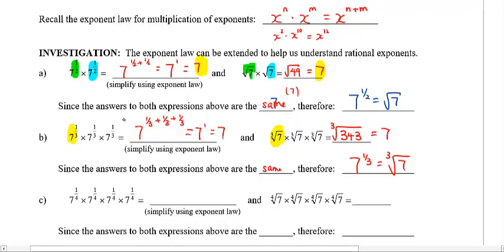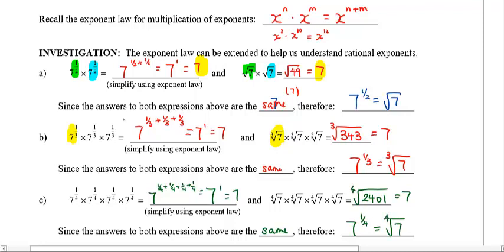So let's look at one more. 7 to the power of 1/4 times 7 to the power of 1/4 times 7 to the 1/4 times 7 to the 1/4. Well, that's the same thing as 1/4 plus 1/4 plus 1/4 plus 1/4. That's 4 quarters, or 1. And the fourth root, well, that's root of 7 times 7 times 7 times 7. That's 2,401. And if you use your calculator, guess what this is going to be equal to? You got it, 7. And just like the previous one, since the answers to both expressions above are the same, what do we know? 7 to the power of 1/4 is actually equal to the fourth root of 7.